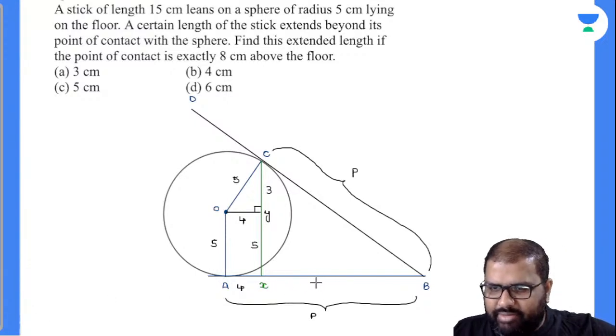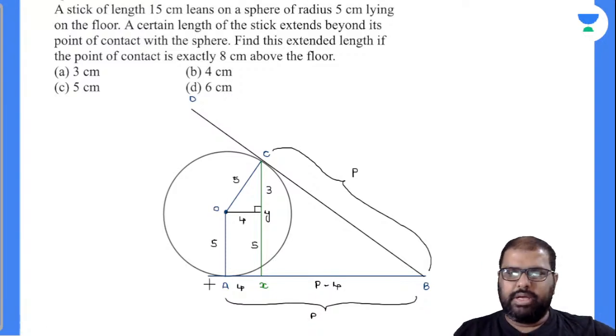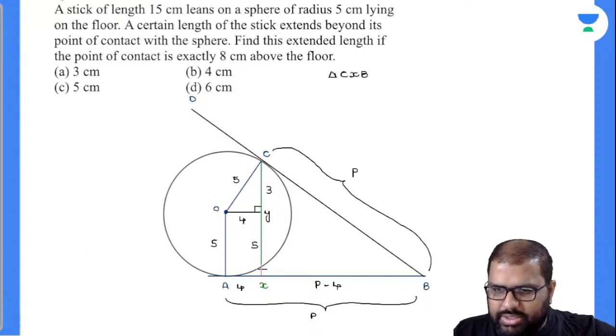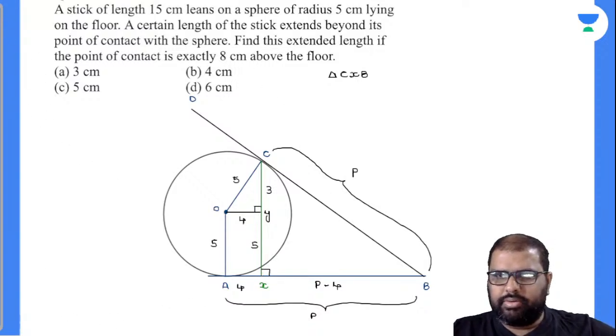What will be XB? Remove this 4 there. Is it P minus 4? Now observe triangle CXB. CXB is a right angle triangle. Everybody know this is your 90 degrees because exactly parallel line. Now closely observe them. 1 second.